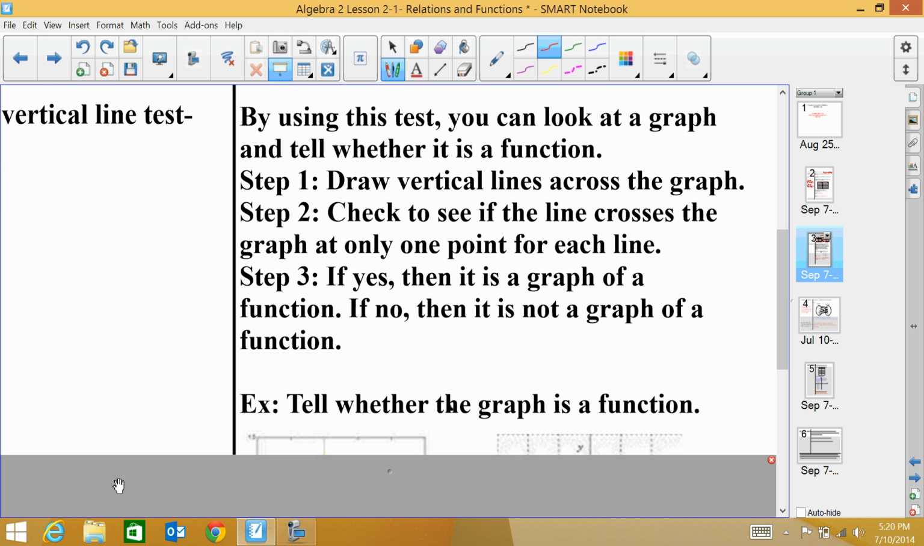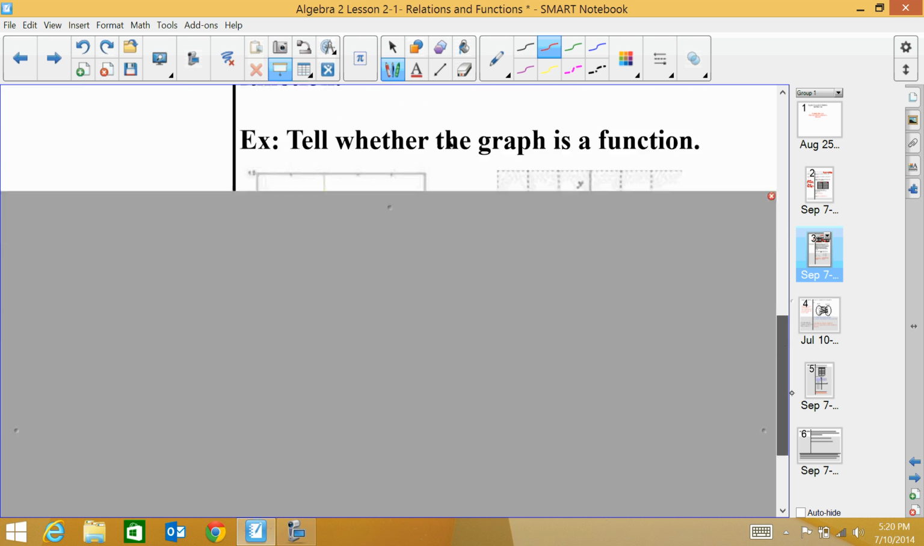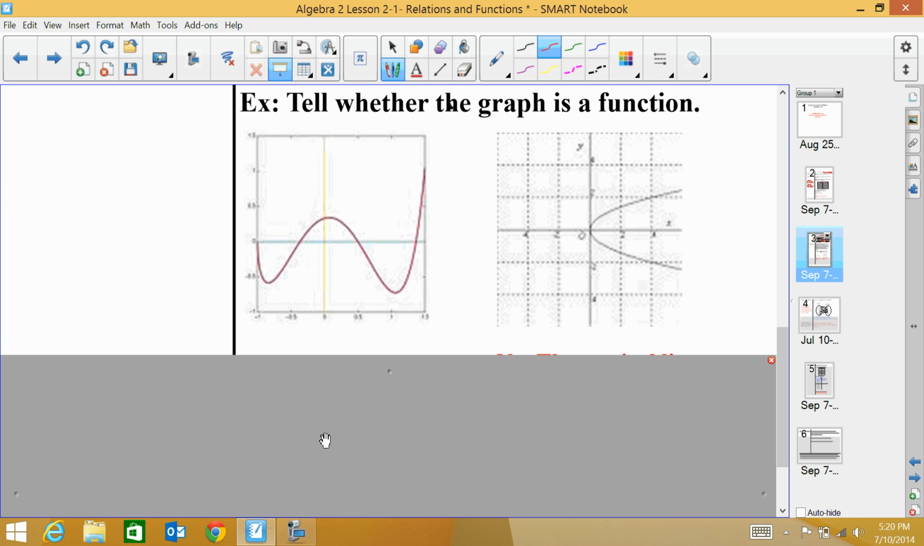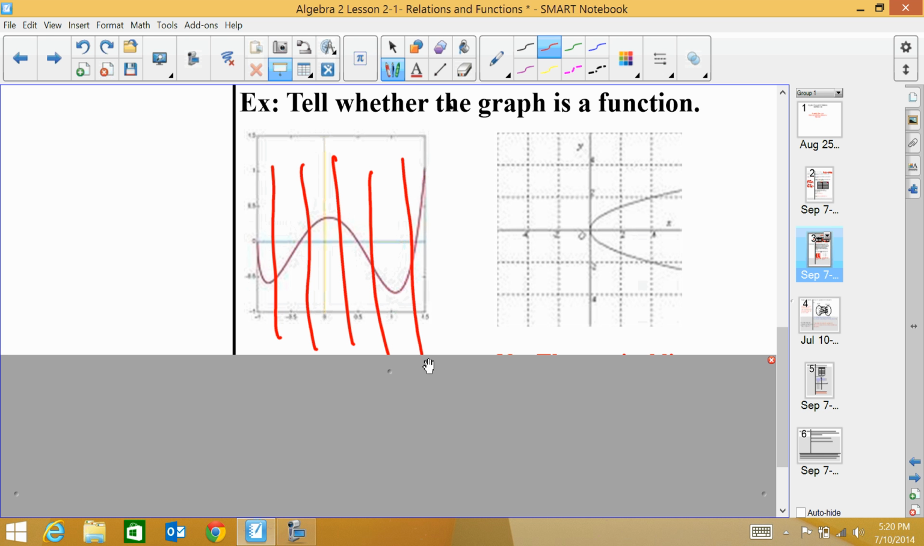All right, so let's take a look at some graphs, and you can tell me if they are functions or not. So this graph is this kind of purple line right here, or red line, and we're going to do the vertical line test. So we're going to draw vertical lines through the graph. Now we're going to check to see if our lines touch at more than one point or just one point. So here I got 1, 1, 1, 1, 1. So this one is a function because the line only touches the graph at one point.